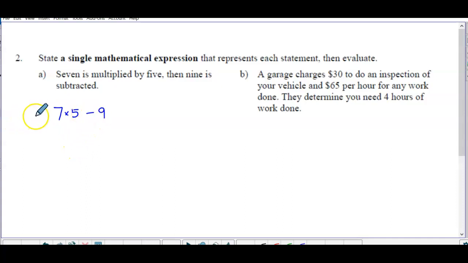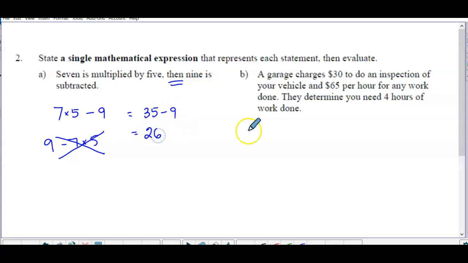It's not 9 subtract 7. So it's not 9 minus 7 times 5. Okay, that word then means it comes afterwards. So to evaluate that, then we multiply and then subtract. So 35 minus 9 is 26.